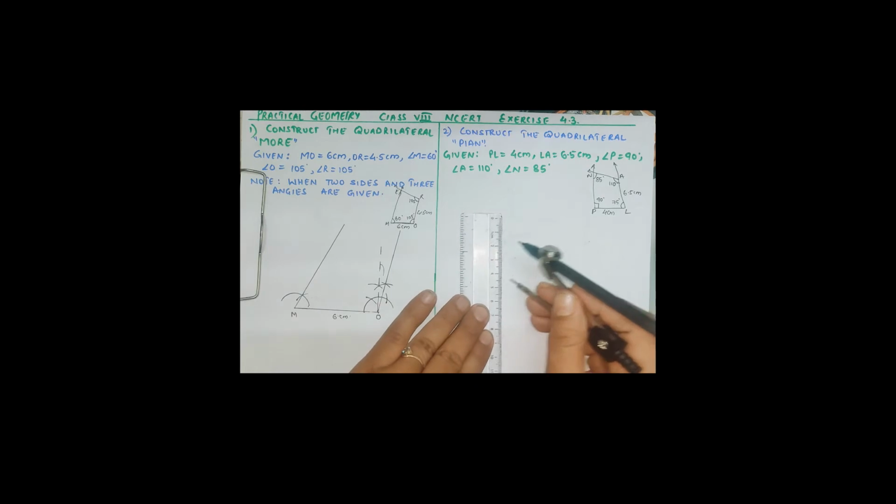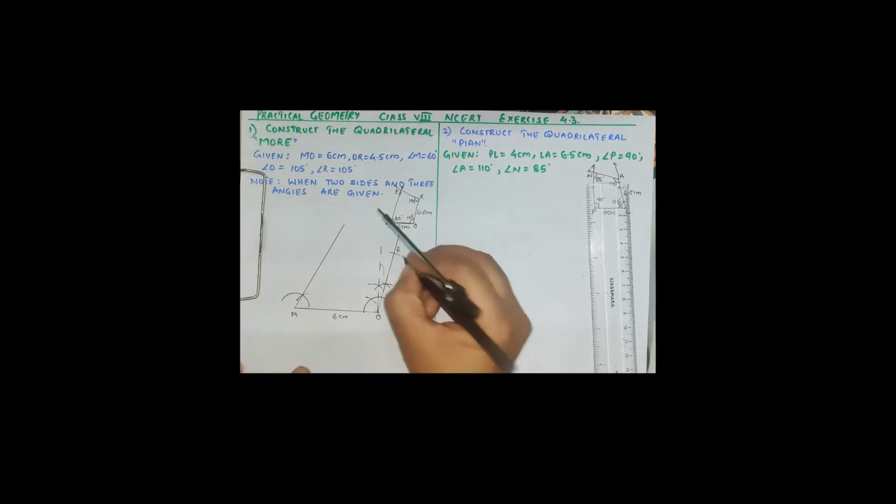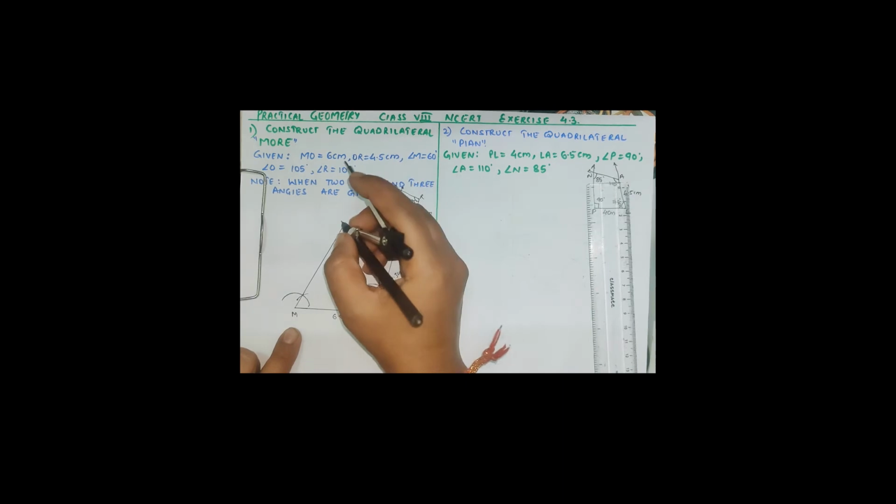Okay, and then cut OR 4.5. Take the measurement of 4.5 with the help of ruler and compass. 4.5, and from ray OX you have to cut OR 4.5 like this. OR 4.5 centimeter. We have already taken M, drawn the ray MY such that OMY will be 60 degree.